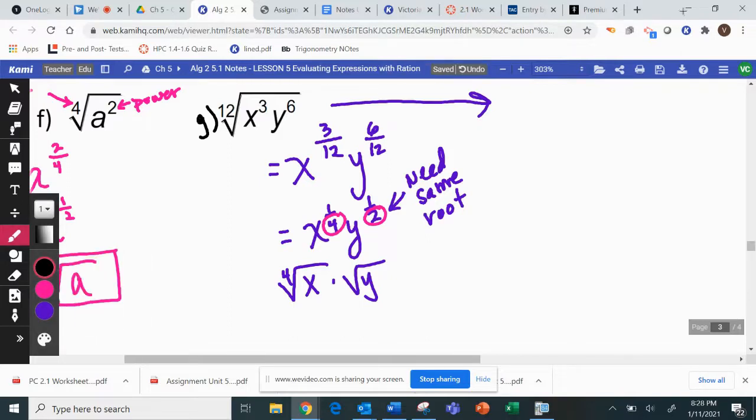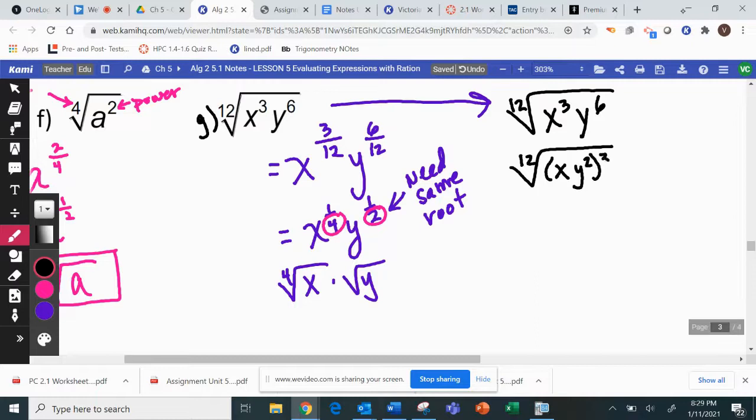I'll just change my color. Different way now. Let's see. If this one has 3 and that one has 6, I could take out 3 powers from each of them. And I could rewrite it as x, y to the 2nd, and then that cubed. So now you can check my work. If I put it back in, I would get x to the 3rd. I would get y to the 6th. So that's equivalent.